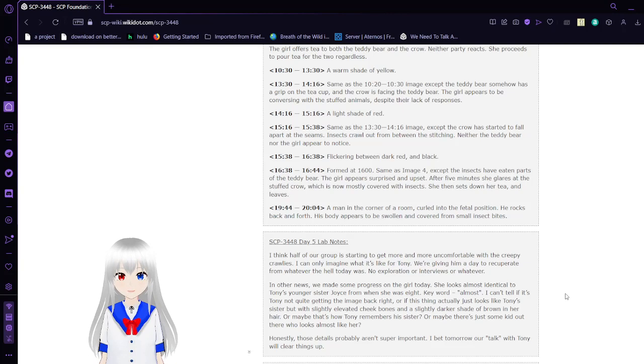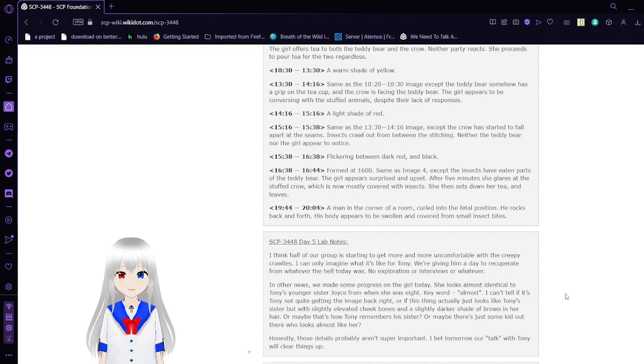15:16 to 15:38, same as the 13:30 to 14:16 image, except the crow has started to fall apart at the seams. Insects crawl out from between the stitching. Neither the teddy bear nor the girl appear to notice. 15:38 to 16:38, flickering between dark red and black. 16:38 to 16:44. Same as the previous image, except the insects have eaten parts of the teddy bear. The girl appears surprised and upset.